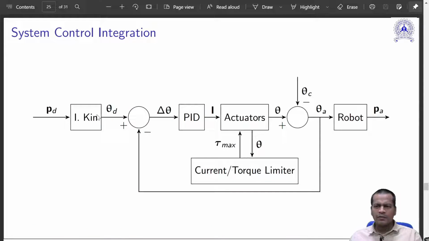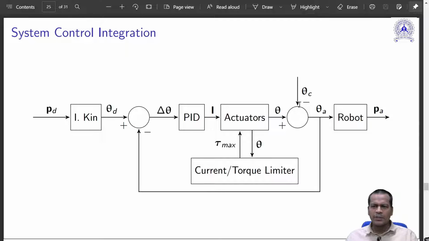Okay, and finally, system control integration. What is this system control integration? Over here what we do is take the input as a position trajectory that goes to the inverse kinematics solution of this particular robot which I want to control. That will give you the joint angles. So that becomes the input to the actuator. Now the whole of this is inside this actuator.